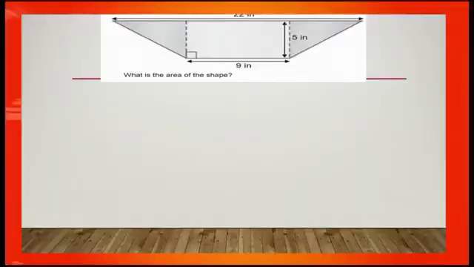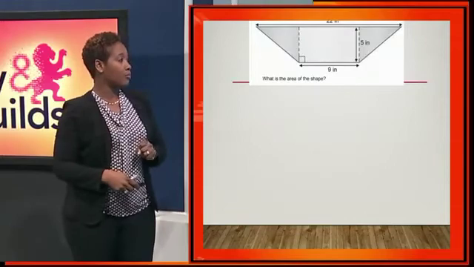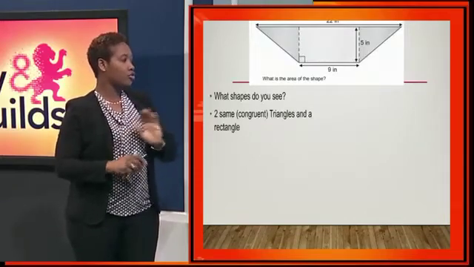All right, so we're here at another question. What is the area of the shape? And this shape now, if you're looking carefully, you'd see that the shape is made up of a rectangle and 2 triangles. All right, awesome. So we see the triangle.